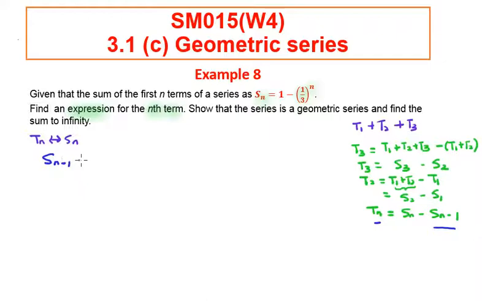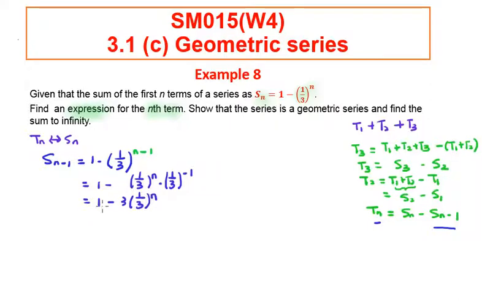Sn minus 1 is 1 minus 1/3, and we substitute n minus 1 into the power. Simplify it, we'll get 1 minus 1/3 raised to power n times 1/3 raised to power negative 1, which is equal to 1 minus 3 times 1/3 raised to power n.